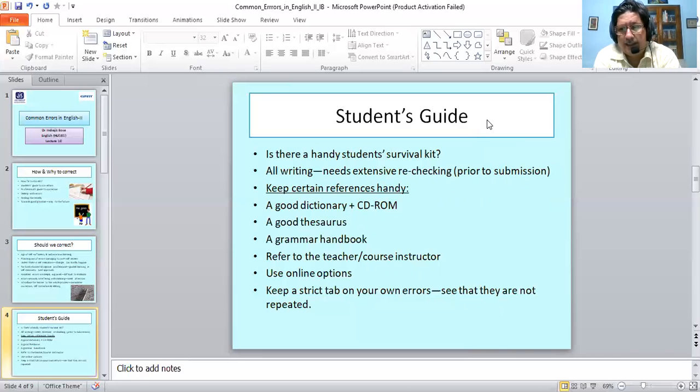Also, what is important is, as a learner, somebody who is trying to improve upon his or her own processes of communication, you should keep a strict tab on your own errors and see that these errors are not repeated. So possibly maintaining a diary or a notebook of errors would be called for. So you can improve upon your own performance in this kind of way. Obviously, it is a very systematic way, and you need to update this diary or journal at every point of time whenever you are making these errors and whenever you are correcting them. So these are a few pointers which can serve as a guide for the student.